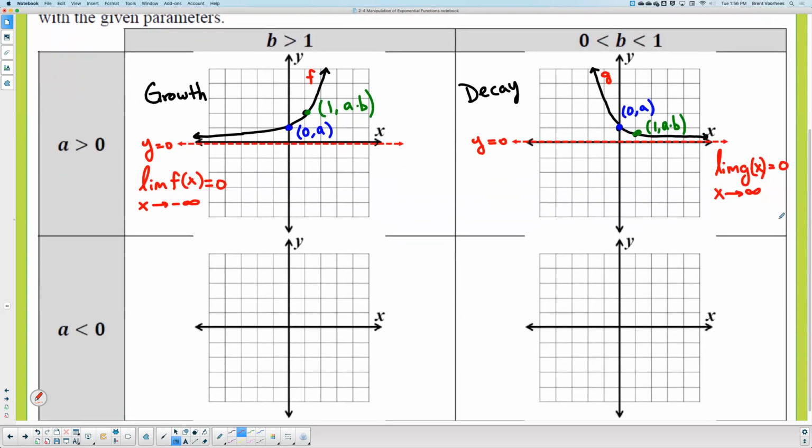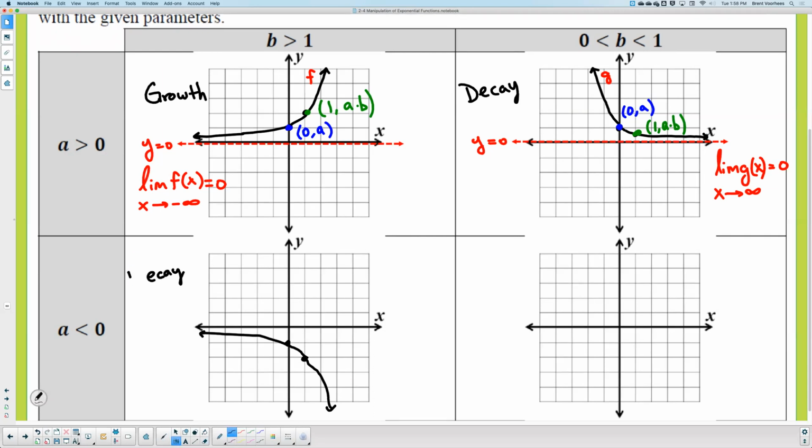Okay, now let's mix it up. What if a is negative? Well, if a is negative, what you have is a vertical reflection. So on this next graph, instead of it growing up and to the right, it's going to decay down and to the right. I'm going to have the two points be here and there. And I want you this time to draw your graph where it decays. That means it decreases as you go down and to the right.